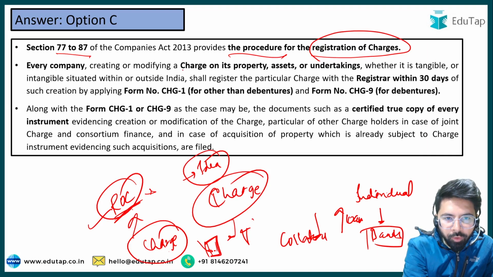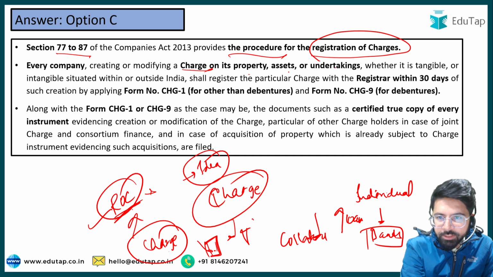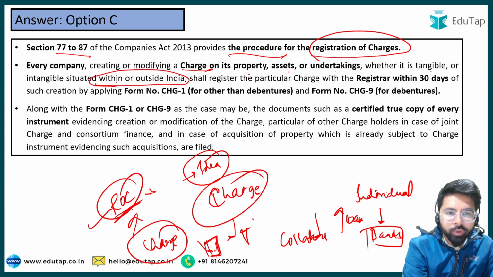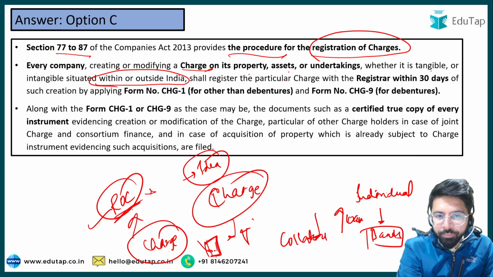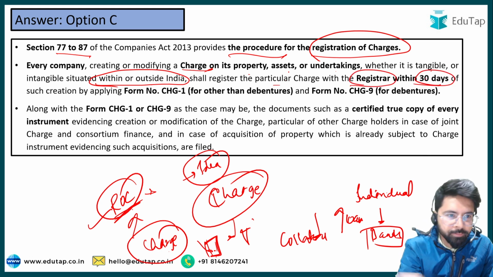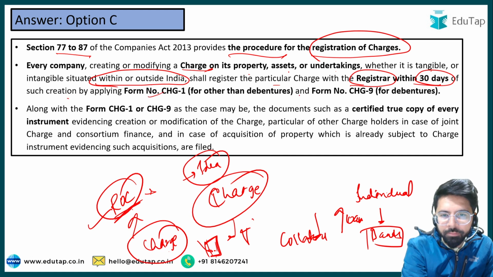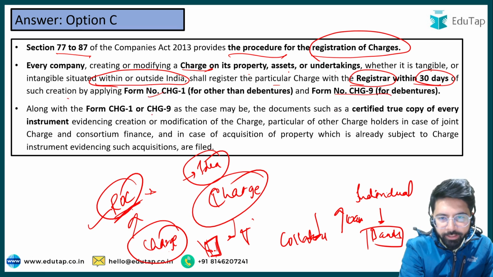Every company creating or modifying a charge on its property, assets, or undertaking which are kept as collateral, whether tangible or intangible, situated within or outside India. Can you see how elaborate this provision is in the Companies Act? Shall register the particular charge with the Register of Companies within 30 days of such creation by applying the form number. You need not get into such details because if you want, you can just read through it. Form number CHG1 is for other than debentures. Other than debentures is like property, asset, undertaking, and form number CHG9 is for debentures.